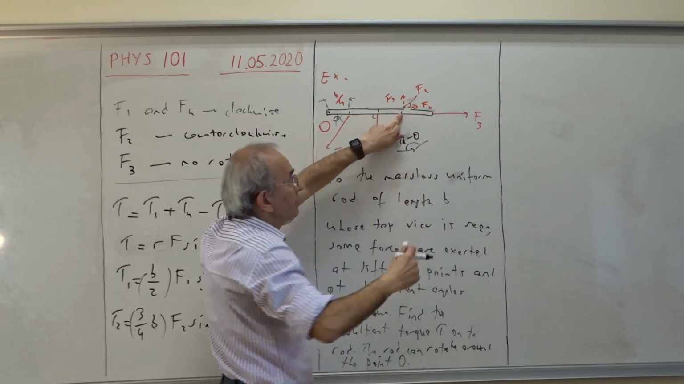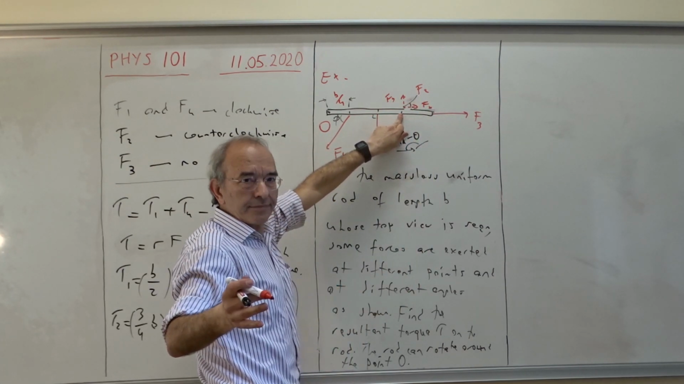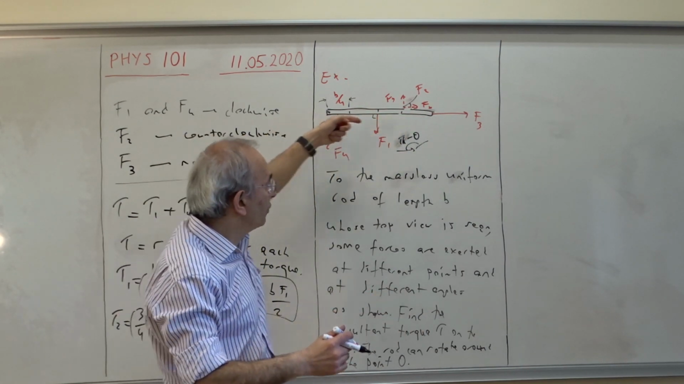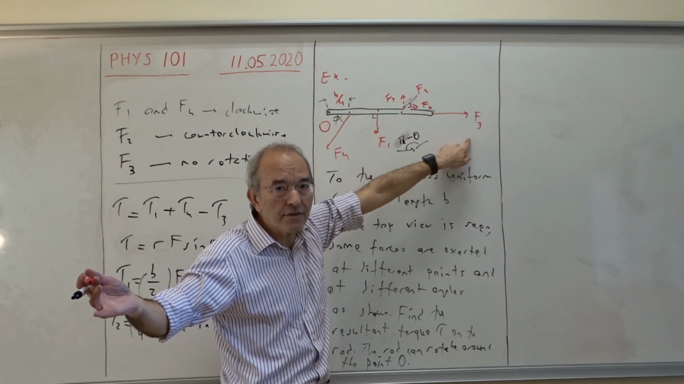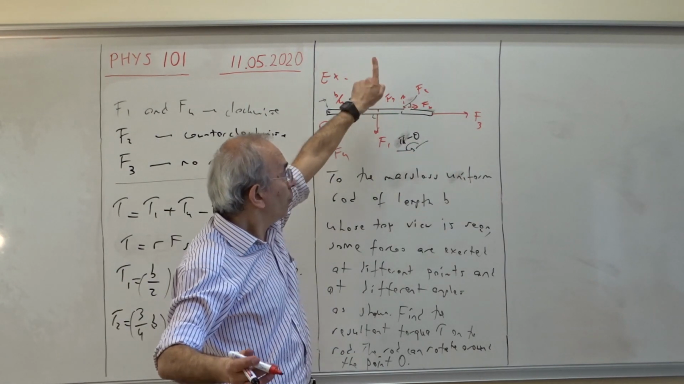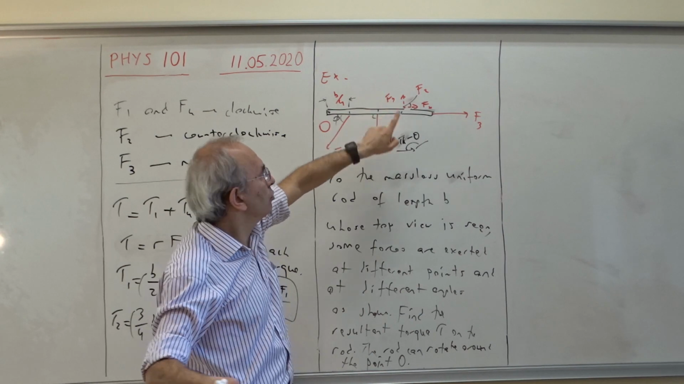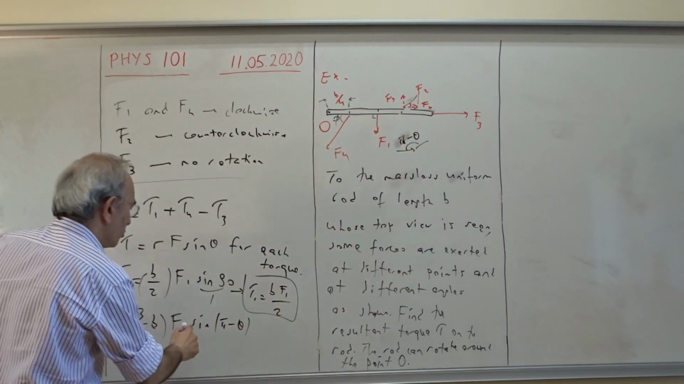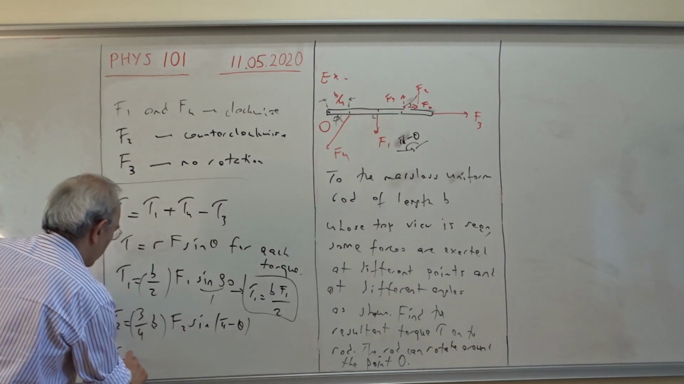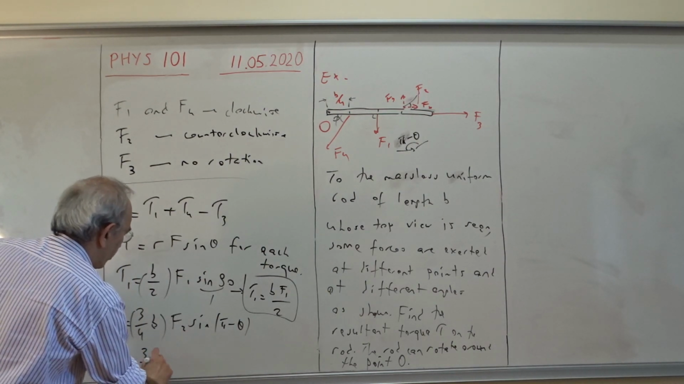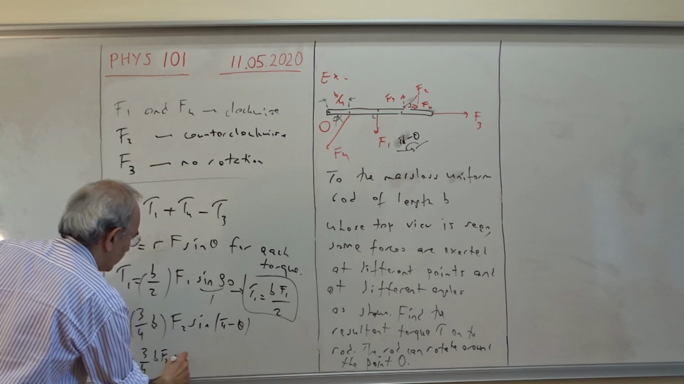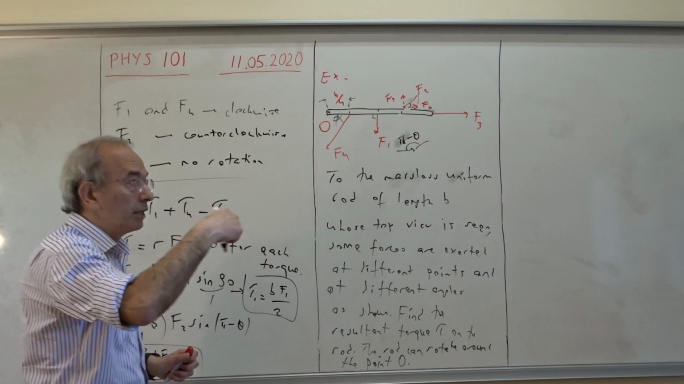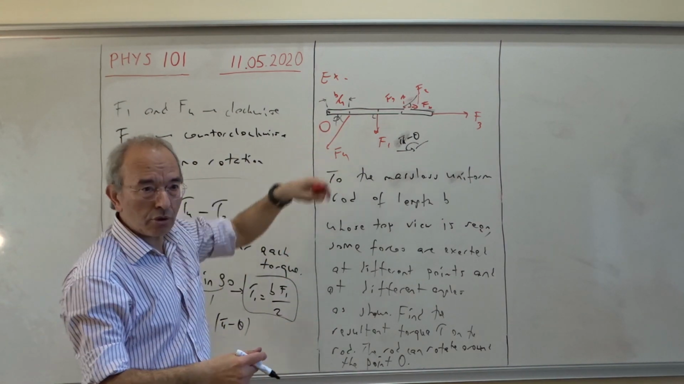So that Fx does nothing. F2x is already in the sense of just like F3, so it doesn't have any contribution. But the opposite one has some contribution, and the opposite one is found by the sine theta. So this is also sine theta. Tau 2 is simply 3 over 4 b F2 sine theta. And don't forget that it is trying to rotate it in the counterclockwise sense.